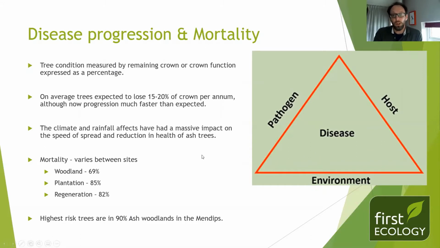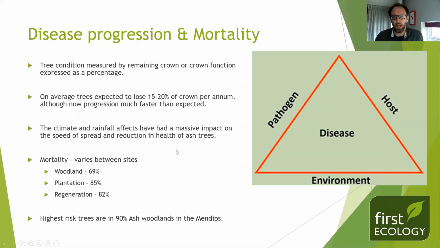So when we look at the tree, as I've said, how many leaves there are gives us an idea of how healthy that tree is. And we would, on average, expect it to decline by sort of 15 to 20%. However, we have seen trees in Mendip actually go down by 30%. So this is all due to our climate changing, or at least the weather patterns changing. And that's down to sort of lower rainfall leading to vulnerabilities.